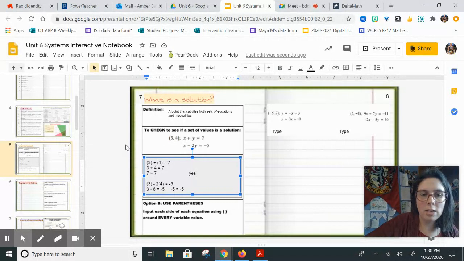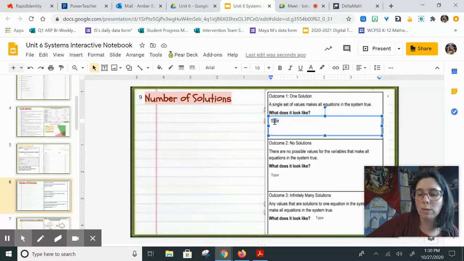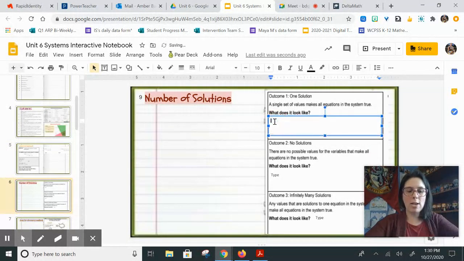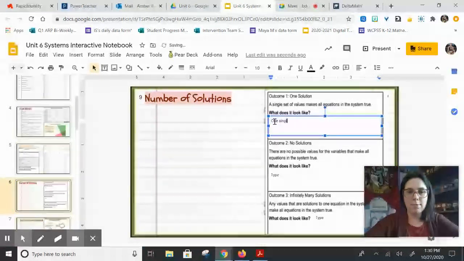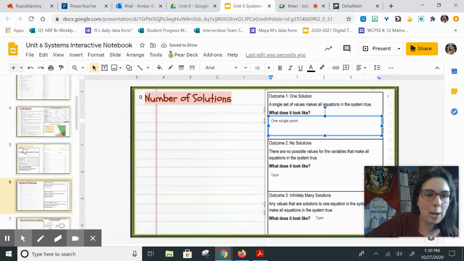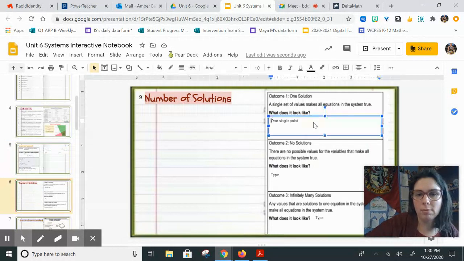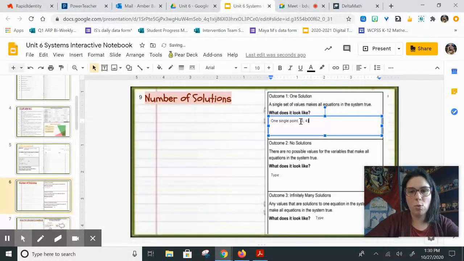And then before I let you guys go, I want to tell you the types of solutions you can have for these equations. So the ones we just looked at was one solution. So it is one single point. So for instance, we had 3, 4 worked for that one. So 3, 4 is my solution. Okay, that's an example with one point. It's got an x and a y.